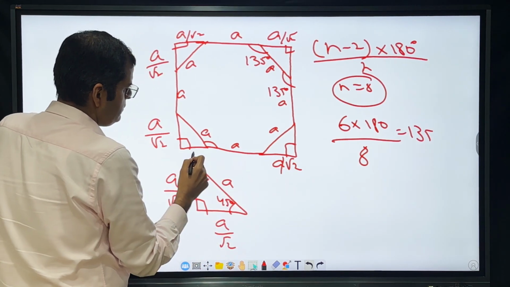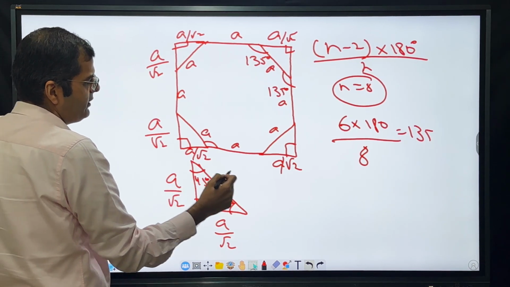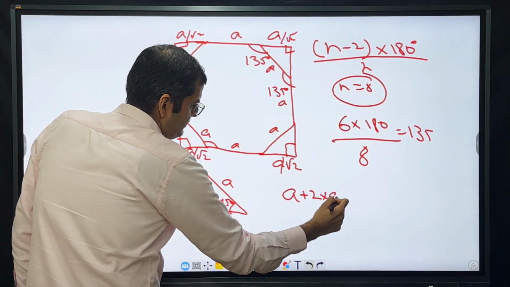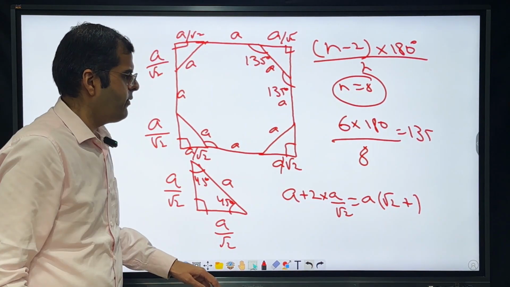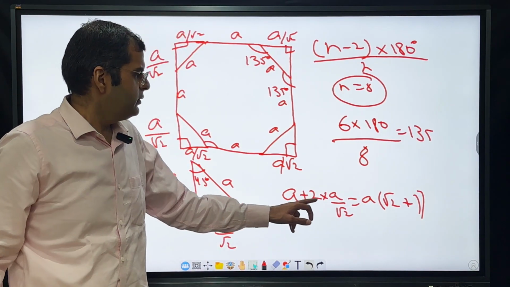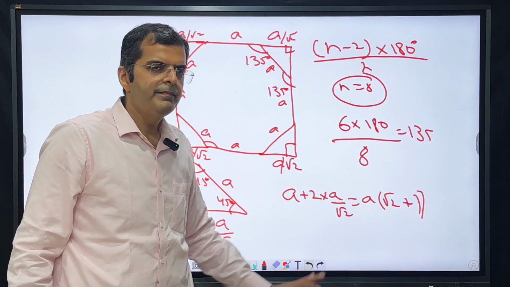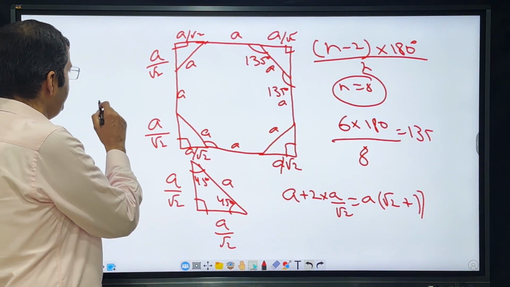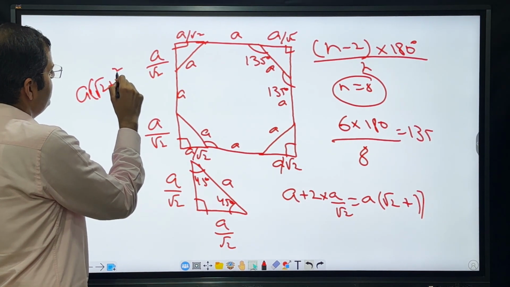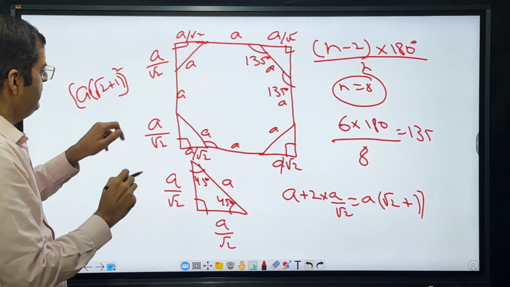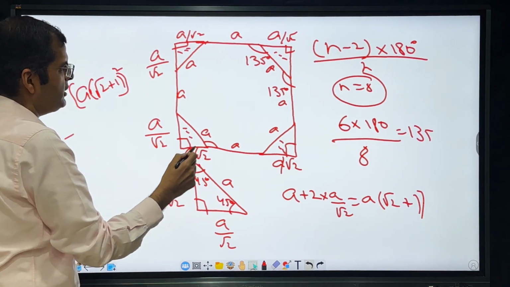So side of square is what? A by root 2 plus A by root 2. That means A plus 2 times A by root 2. That is A times (root 2 plus 1). Root 2 into root 2 is 2. So A root 2 plus A, that is A times (root 2 plus 1). So this is side of the square. So area of the square is A times (root 2 plus 1) whole square of that. That is area of square minus area of these 4 right angle triangles will give me area of the octagon.